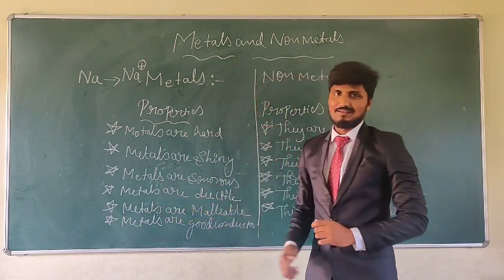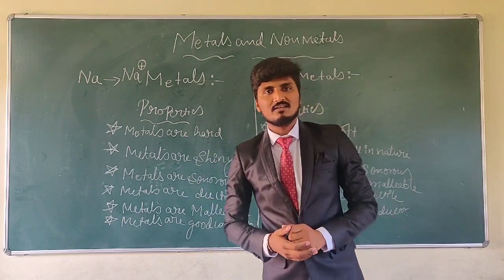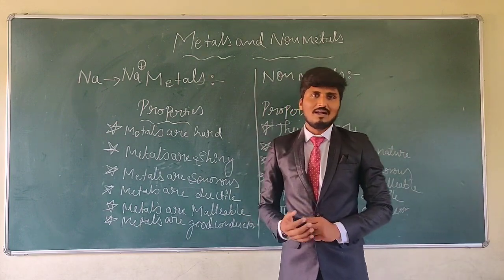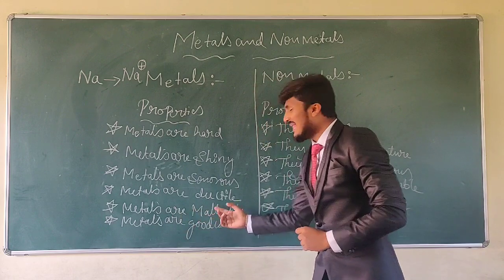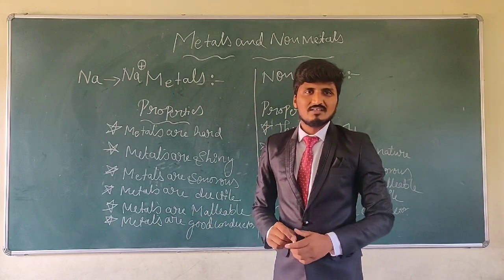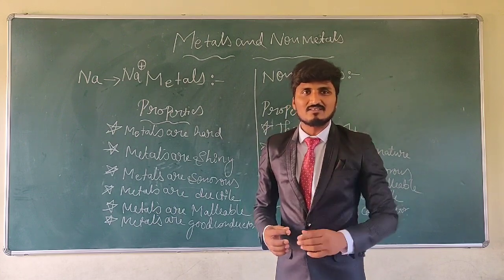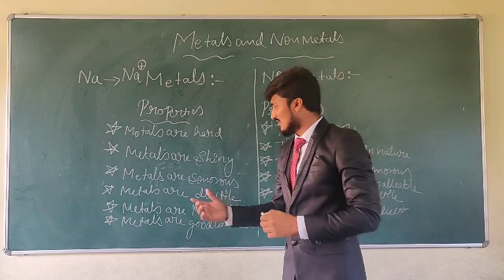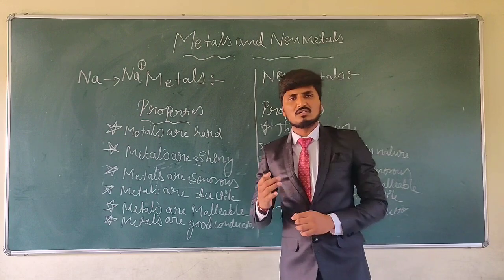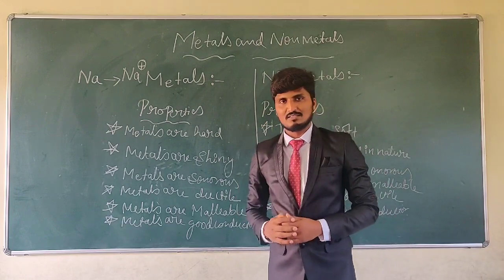Metals are ductile. Most of the metals can be beaten into thin sheets. For example, you can see aluminium foil, which is used in food wrapping. Metals are malleable. Most of the metals can be drawn into thin wires. Nowadays we use copper wire and aluminium wire in electrical appliances. Metals are good conductors. Because they are good conductors of electricity, we use metals in electrical appliances.